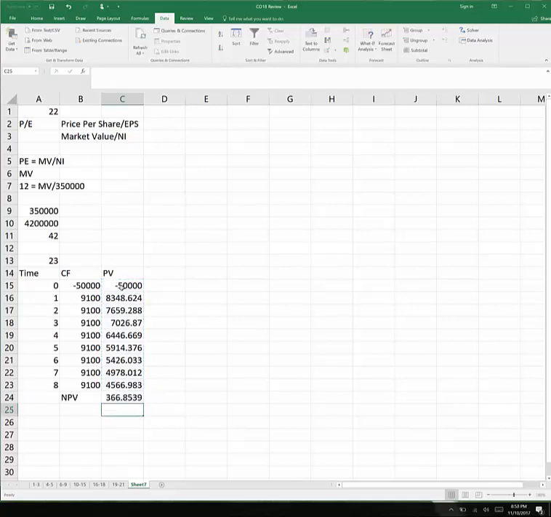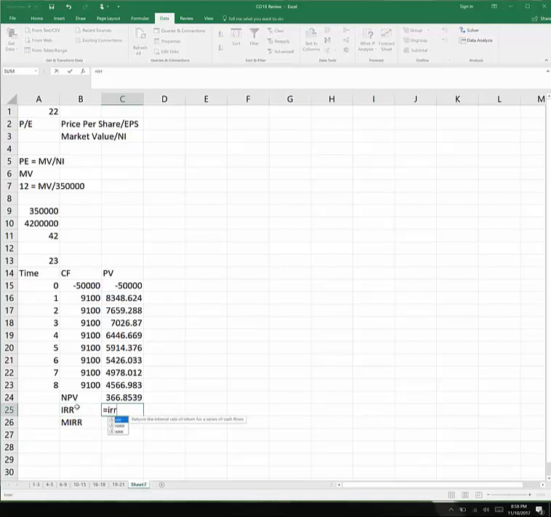So we get a pretty small NPV relative to the investment. We get $366. What that tells you is our internal rate of return and our modified internal rate of return, those are going to be pretty close to the discount rate. You're not earning a lot in excess of your required rate of return.